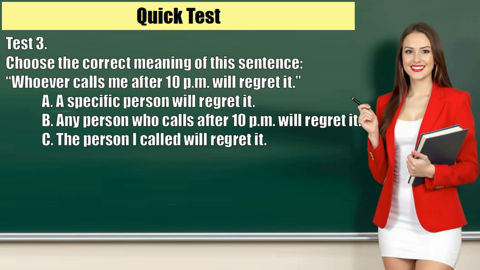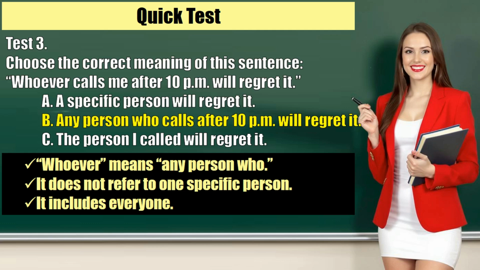Excellent. Multiple choice test 3. Choose the correct meaning of this sentence. Whoever calls me after 10 p.m. will regret it. A. A specific person will regret it. B. Any person who calls after 10 p.m. will regret it. C. The person I called will regret it. The correct answer is B. Whoever means any person who. It does not refer to one specific person. It includes everyone. Very powerful word.